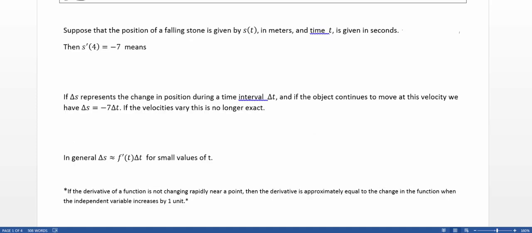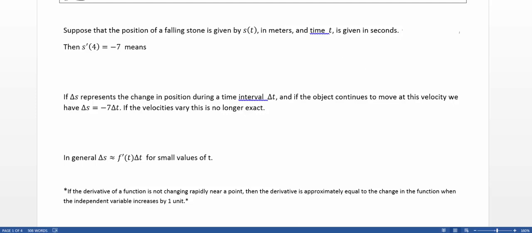Suppose that the position of a falling stone is given by s of t in meters and time t is given in seconds. Then s prime of 4 equals -7 means... Here, I want to remind you that in physics, position is often represented by the function s of t. It doesn't have to be. We could use f of x or g of t or any other representation, but the convention is to use s of t when you're talking about position.